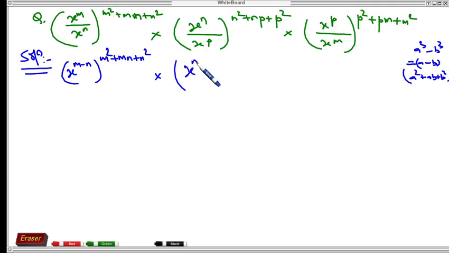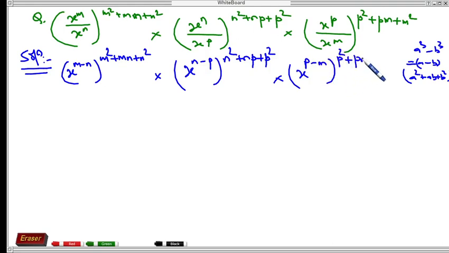That's why I have subtracted n minus p times n square plus np plus p square times x to the power p minus m times p square plus pm plus m square. Then a minus b, a square plus ab plus b square, the powers can be multiplied. Then a minus b times a square plus ab plus b square is simply m cube minus n cube.